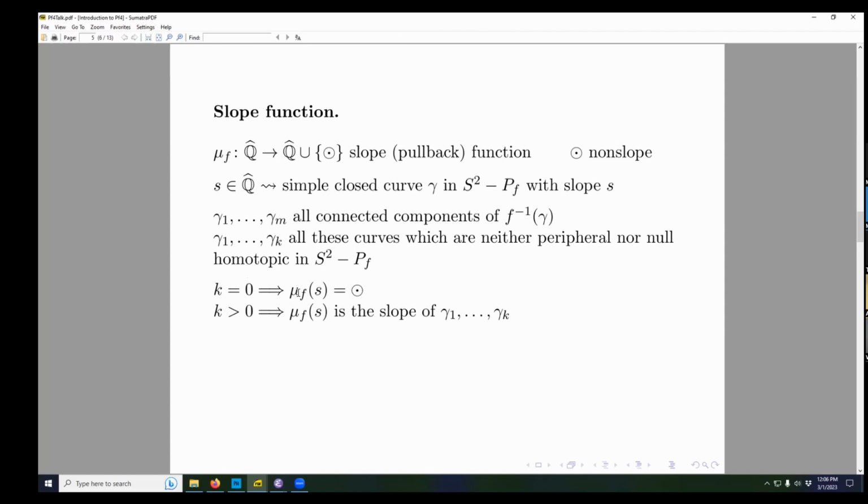Otherwise, if there really are curves which are neither peripheral nor null homotopic, in which case k is positive, then the slope function is the common slope of all of these connected components. All these connected components which are neither peripheral nor null homotopic must have the same slope. And we define the slope function value at S to be this common slope.